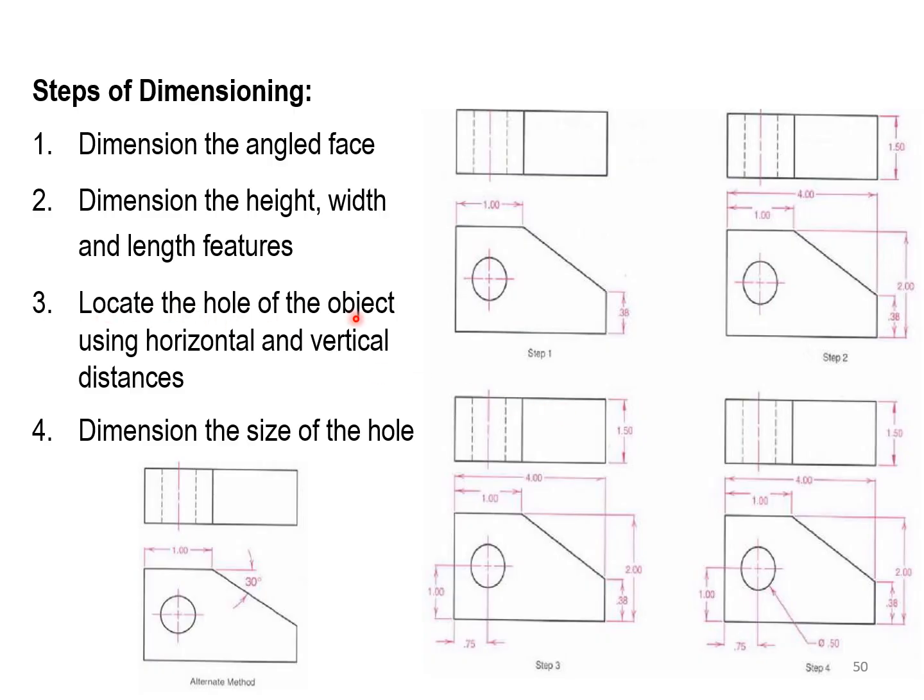Locate the hole of the object using the horizontal and the vertical distances. So once again, we're going to identify where the center is, and we can show the location of that center. Finally, we dimension the size of the hole, like what we have here. We put just the arrow, and we say this one again has a phi of 0.5. That means the diameter is going to be 0.5 inches.